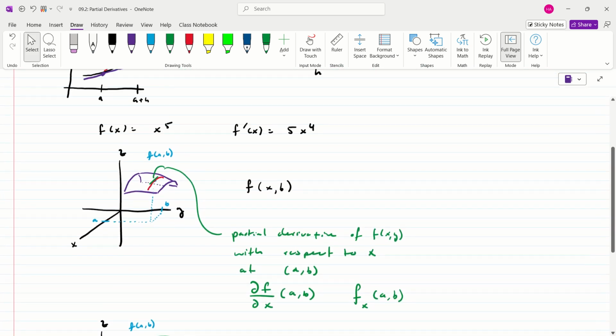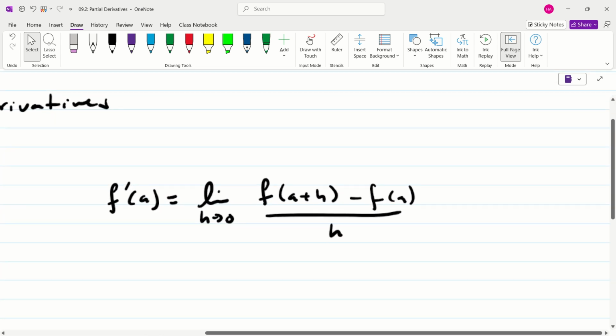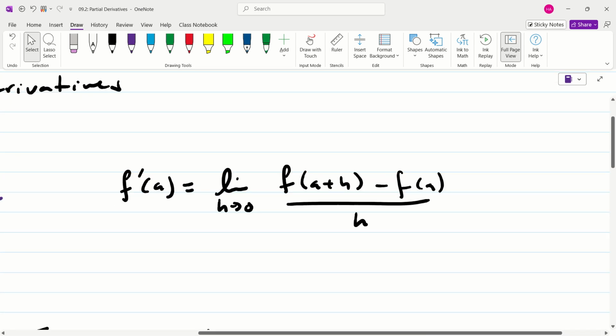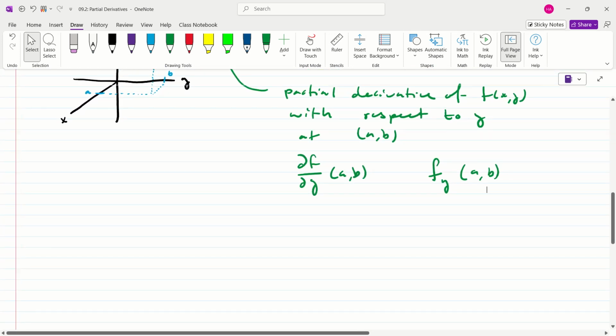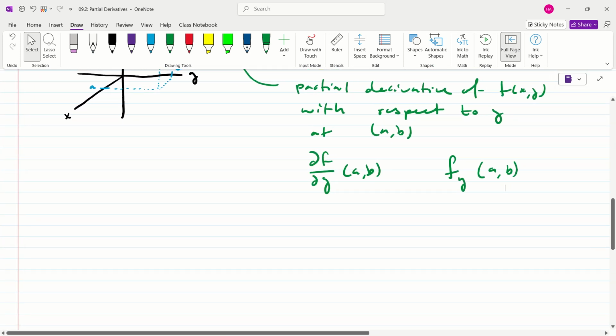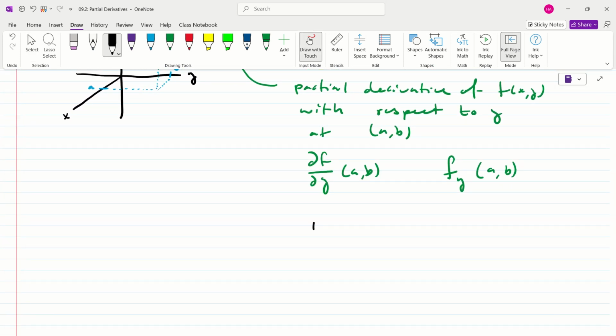Just as we talked about derivatives using this limit, you can compute the partial derivatives using a similar computation. So if you're computing the partial derivative of f with respect to x at the point (a, b), you can write this as a limit as h goes to 0 of the following difference quotient.